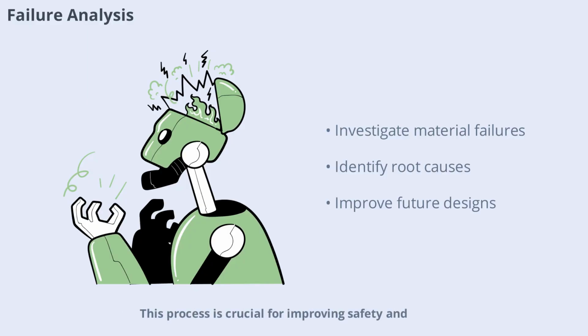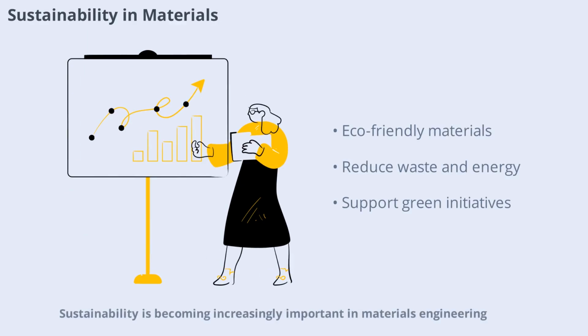This process is crucial for improving safety and reliability in everything from airplanes to household appliances. Sustainability is becoming increasingly important in materials engineering. Engineers are developing new materials that are more environmentally friendly, such as biodegradable plastics and recyclable metals. They also work to reduce waste and energy consumption during manufacturing. By focusing on sustainability, materials engineers help create a greener, more responsible future.